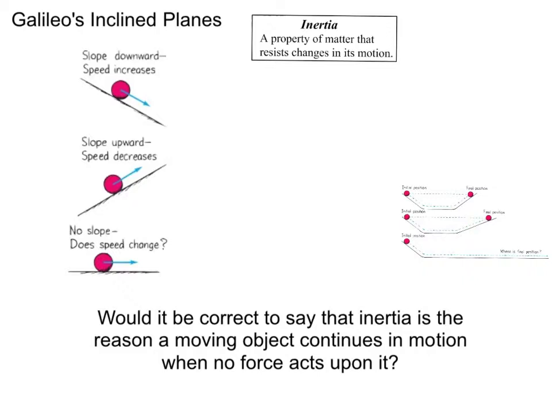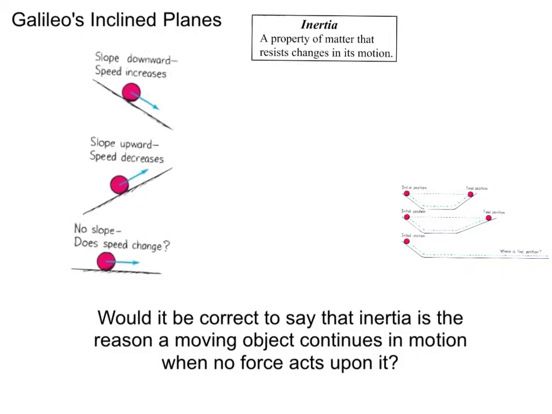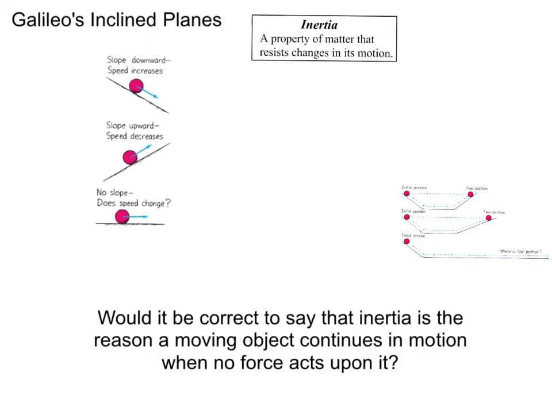So he would move objects around on ramps, and he of course found that when he sloped downward, speed would increase. When he sloped upward, speed would decrease. And if there was no slope, the ball would eventually come to a stop, not because it was its natural nature, but because of friction.